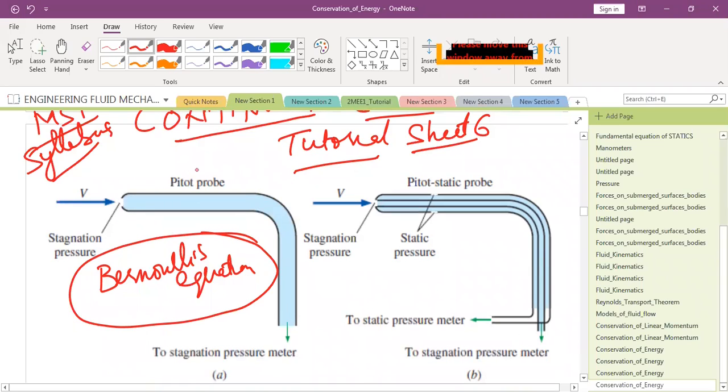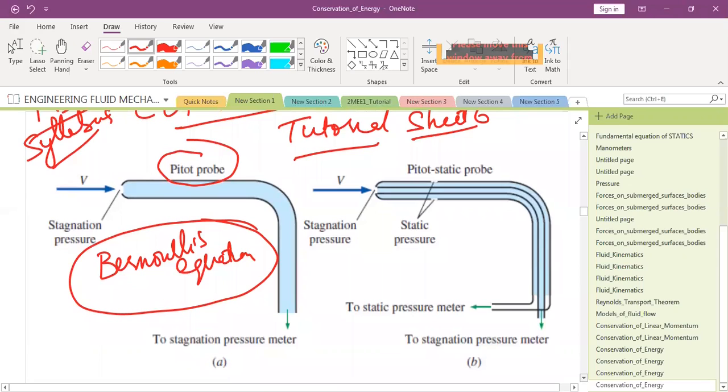Any doubts in this pitot tube, because we have discussed this a number of times? So I will not go into details of the construction and all that. If you have any doubts, you can ask me regarding the pitot tube. Any doubts in this configuration? Any doubts?